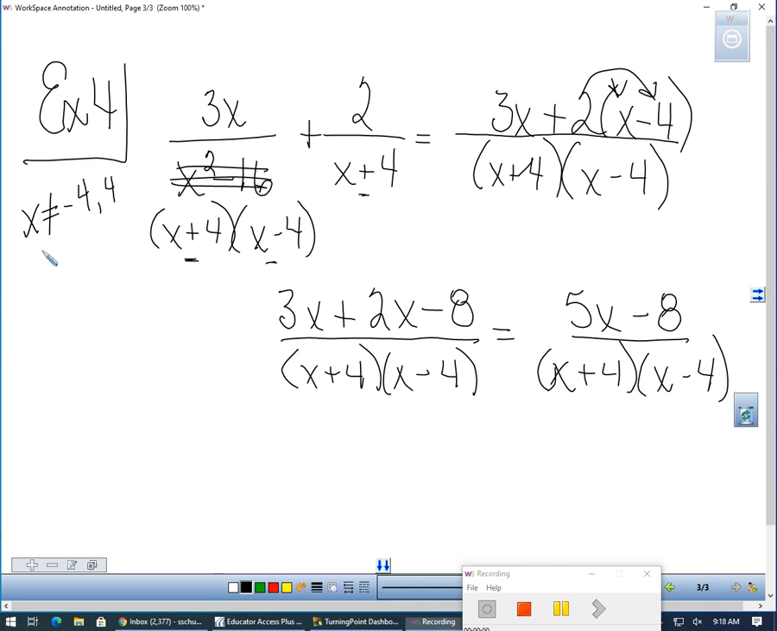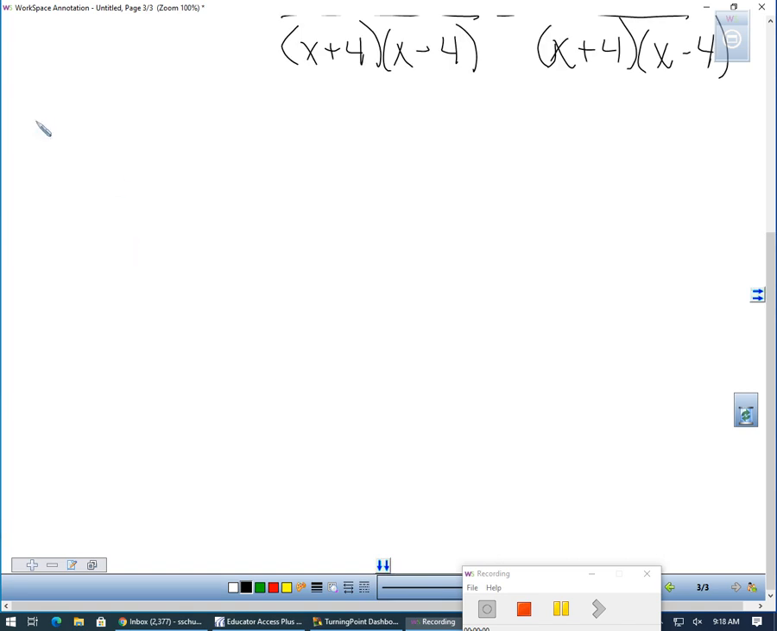Again, it includes these restrictions. All right, example number 5.